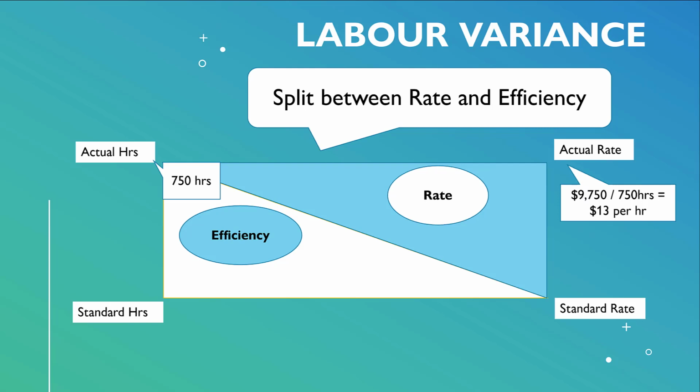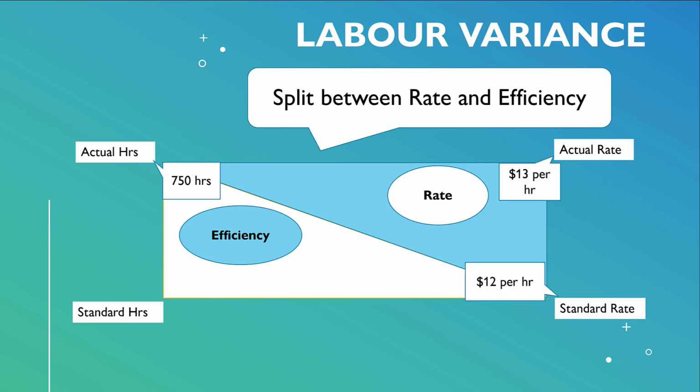We now allocate those four corners, so it's 750 hours with the actual hours, and they were paid at 13 an hour. And the standard rate is £12 per hour. So remember now, calculating the rate variance, you take the difference between the vertical and you times by the horizontal. And therefore we get 750 adverse.